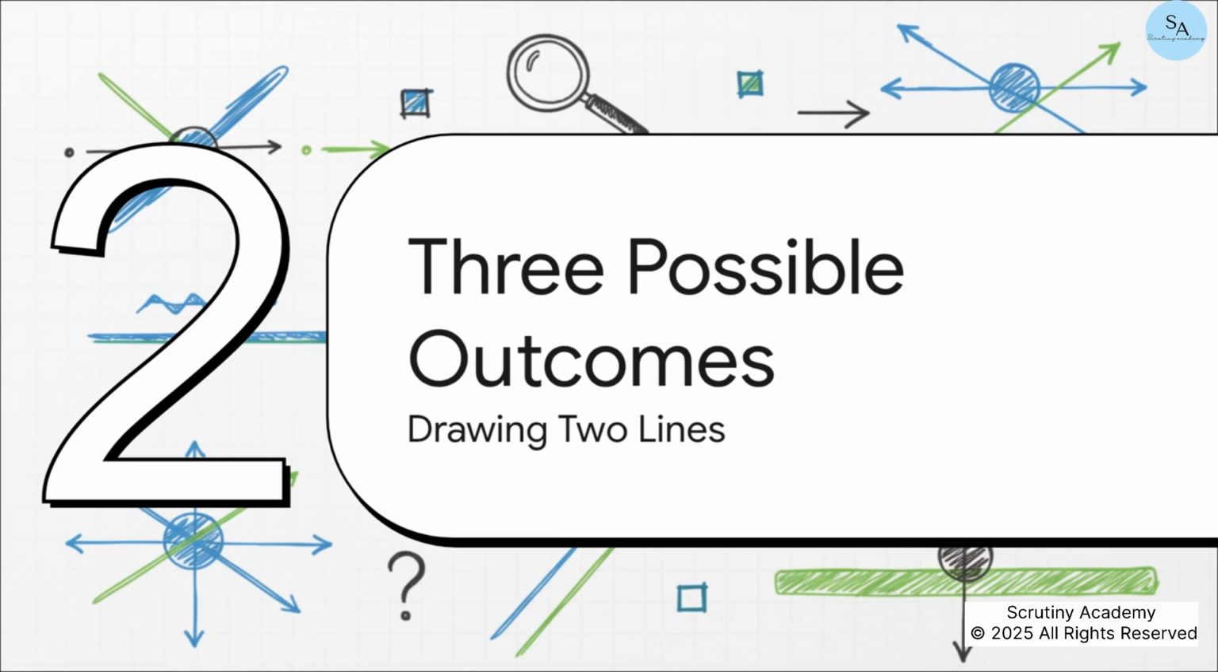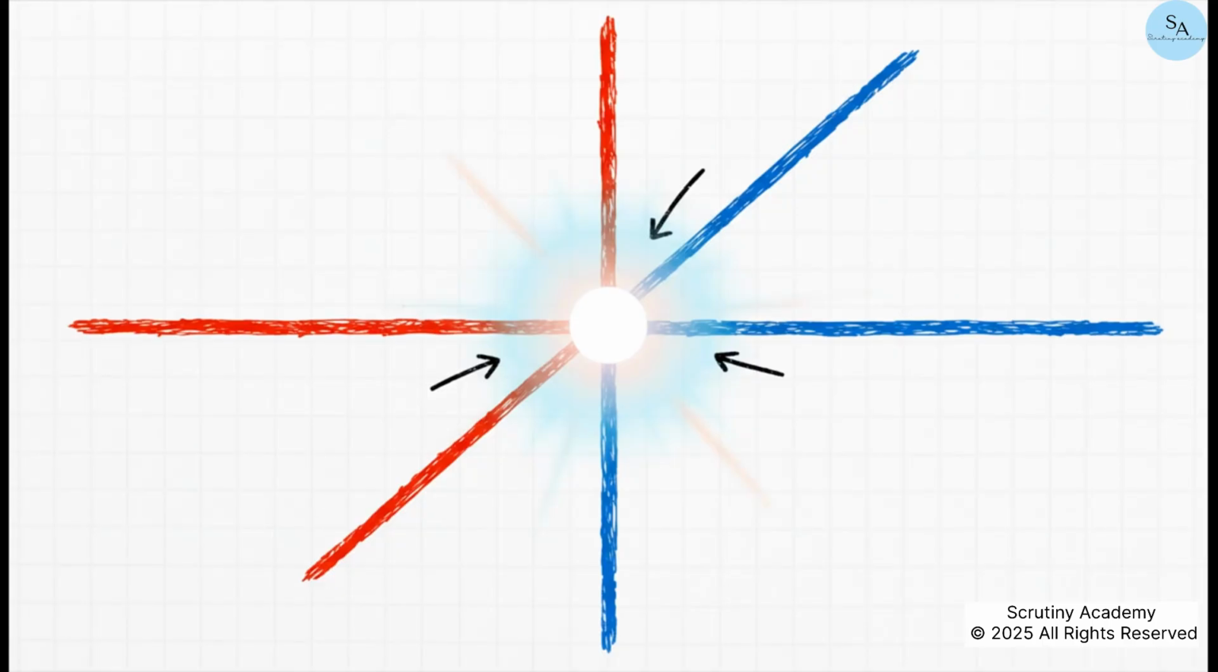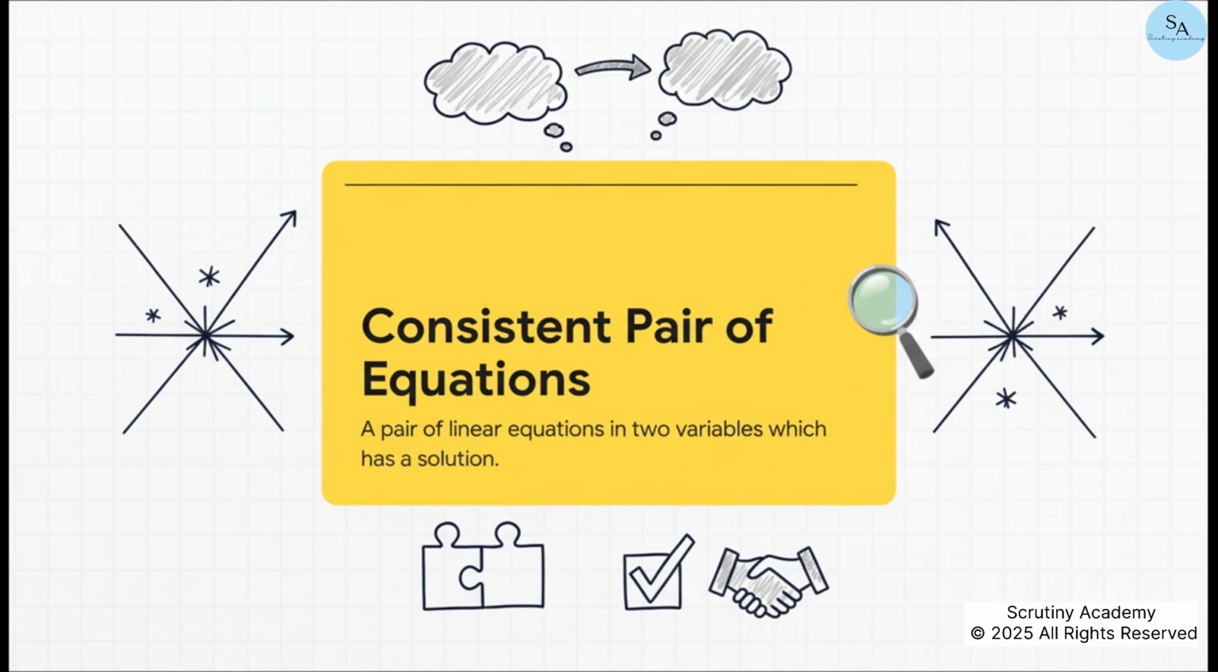And this leads to a really fascinating idea. When you take any 2 straight lines and draw them on a flat surface, there are only 3 things that can possibly happen. Understanding these 3 scenarios is the absolute key to solving any problem like this. First up, the most common outcome. The lines cross. They intersect at one and only one point. For our puzzle, this means there's a single, unique answer: one specific number of rides and one specific number of games that works for Akila. And there's a name for this. Anytime a pair of equations has a solution, whether it's one or more, we call it a consistent pair. It just means the clues aren't contradictory. A solution is actually possible.